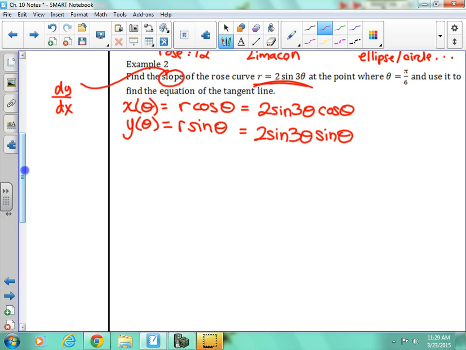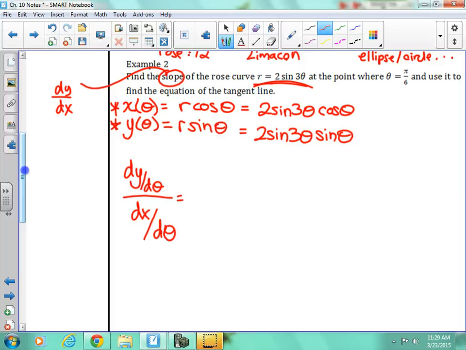So if I need to take a derivative, and this is super important, so don't lose track, if I need to find the slope of a polar curve, I need to find x and y first before I can ever start doing the derivative. So it's kind of weird because I have to discover what to take derivatives of. But I use my formulas, and now I have x and y, so now it's time to take derivatives of x and y.